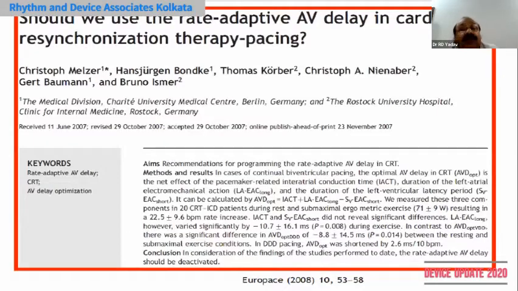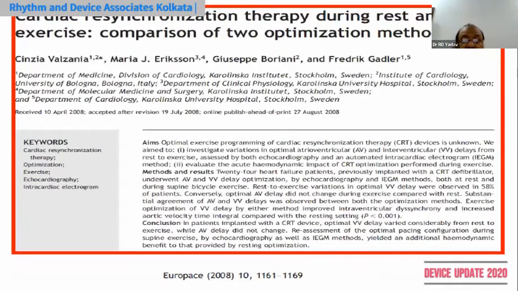So should we use rate adaptive AV delay in cardiac resynchronization therapy? This study has clearly shown rate adaptive AV delay should be on. But devices like St. Jude have SyncAV CRT and adaptive AV, where it is adjusted every minute. This will work accordingly, and you don't need to program. You just have to program SyncAV on with a delta, or adaptive pacing on, either LV or both LV and BiV.